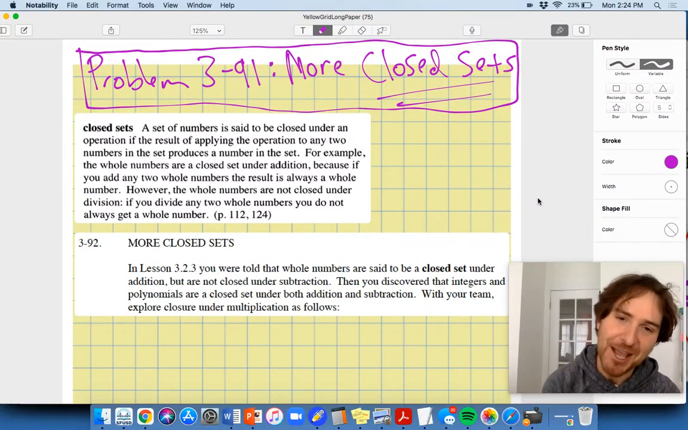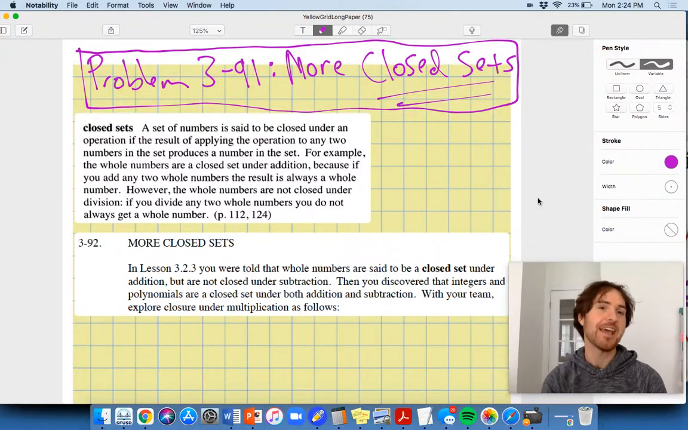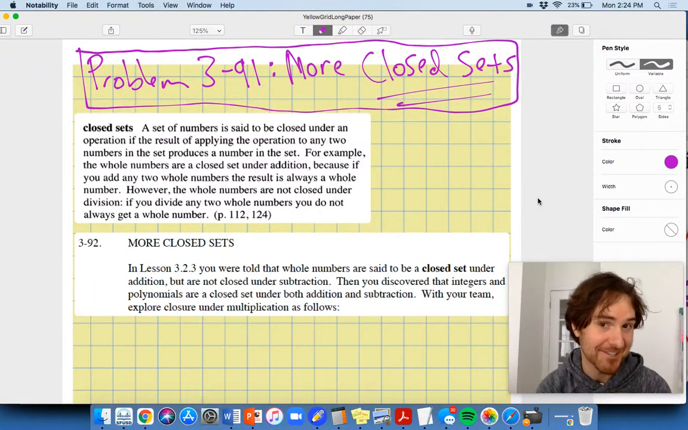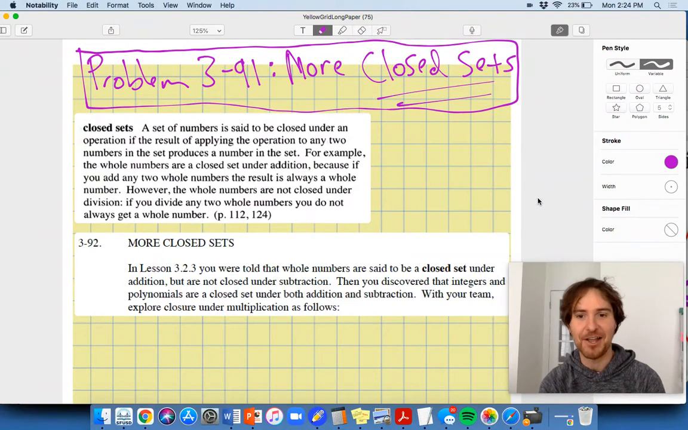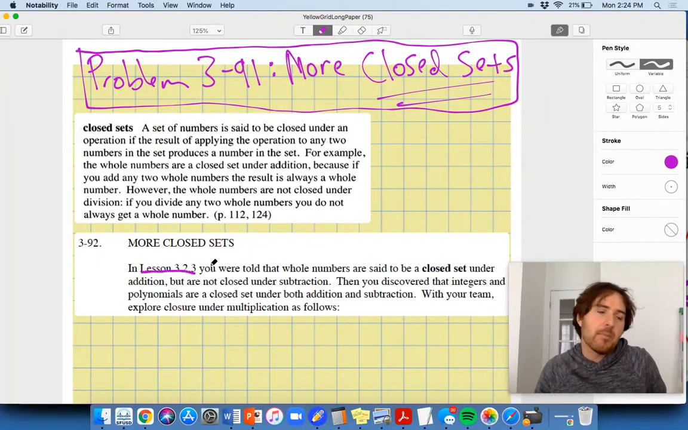You got yourself your second problem for class today on Tuesday, and it has to do with closed sets. More about number sets, and you're working on this, and you're like, okay, it supposedly came up before. I forgot all about lesson 3.2.3 when this came up here. Anyways, we're doing it now, and the reason why we're doing this today is because it's kind of interesting to think about.